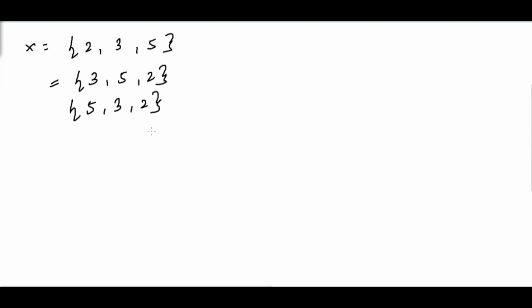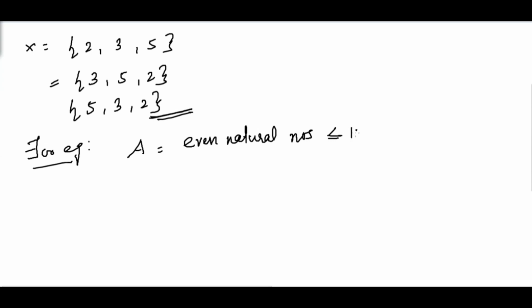Next, let us take one example and learn the concept of elements. For example, let us take A is equal to even natural numbers less than or equal to 10. This is the statement. Now, for this we can write the elements as 2, 4, 6, 8 and 10. These are all the elements represented for this set. The number of elements in the set is 5. Total number of elements is 5.